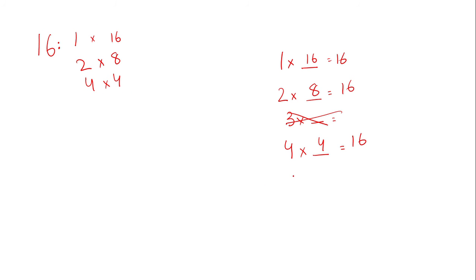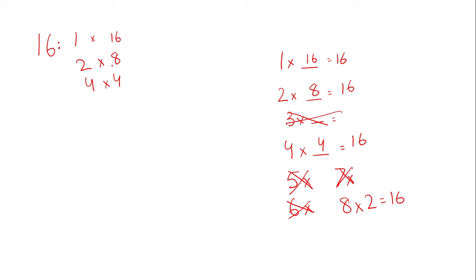Okay, what about 5? 5 times anything? 5 times 3 is 15. 5 times 4 is 20. No. 6. 6 times 2 is 12. 6 times 3 is 18. Nope. 7. 7 times 2 is 14. 7 times 3 is 21. Nope. 8. 8 times 2 is 16. Okay. But we already wrote 8 times 2 here.